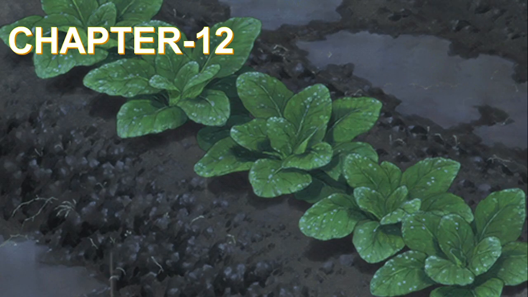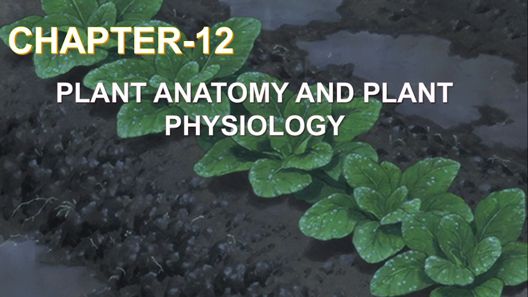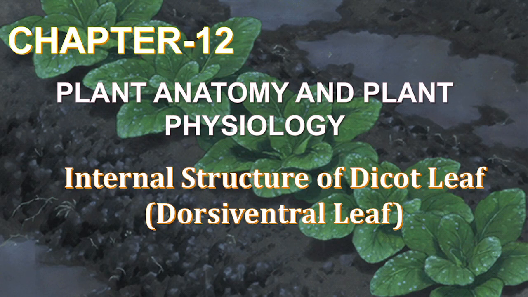In this video, we are going to see the topic plant anatomy and plant physiology. Under this topic, we are discussing the internal structure of the dicot leaf. Dicot leaf is otherwise known as dorsiventral leaf. Dorsiventral leaf is nothing but they possess dorsal and ventral sides. We use the term dorsal instead of upper, and the term ventral instead of lower.